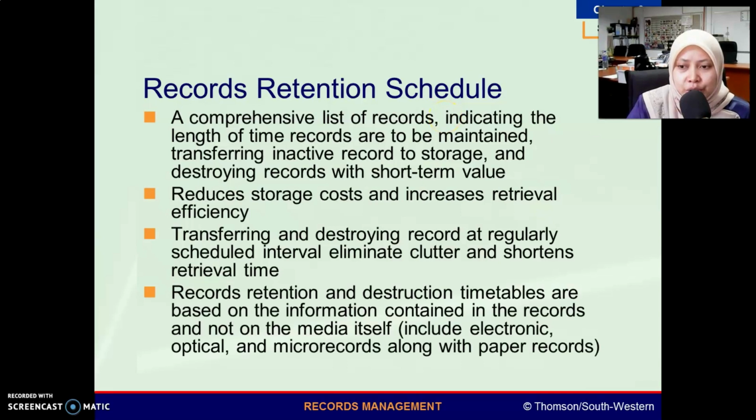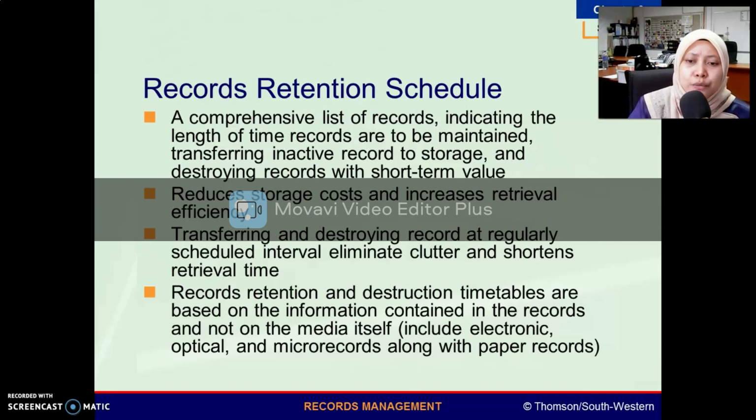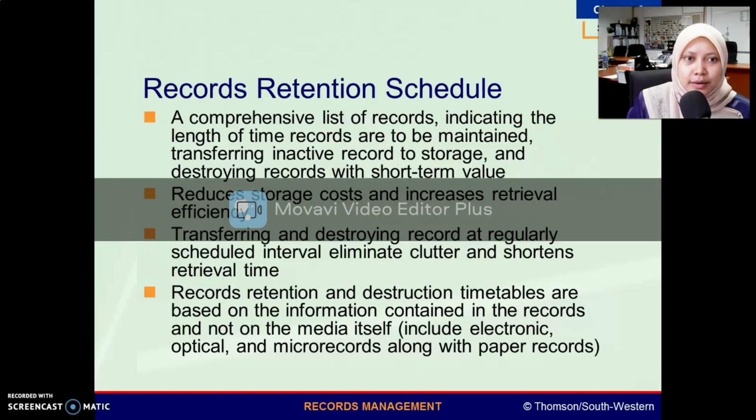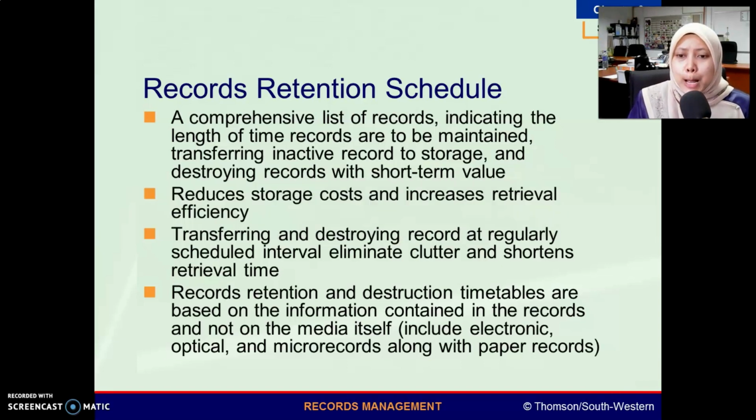Okay, and record retention and the destruction timetables are based on the information contained in the record and not on the media itself, which includes electronic, optical, micro records along with the paper record. Okay, maksud di sini, bila kita sebut record retention dengan destruction timetable, maksudnya jadual penyimpanan record dan juga jadual pemusnahan record ni sebenarnya dia adalah berdasarkan informasi yang kita dapat masa kita buat inventory analysis. Okay, bukan dia melihat kepada media itself. Okay, not on the media itself.